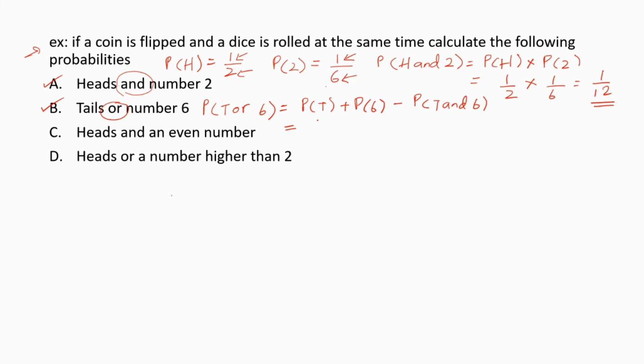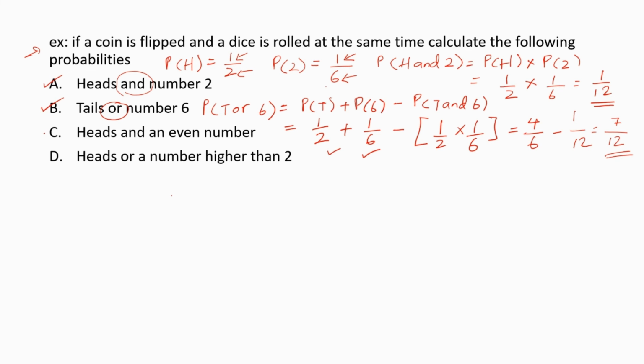So the probability of getting tails is 1 over 2, plus the probability of getting number 6 is 1 over 6, minus P(T and 6). Now what we have to do is multiply these two values, because this is the multiplication law. This equals 4 over 6 minus 1 over 12. This is the probability. Now you understand what the multiplication law and addition law are.